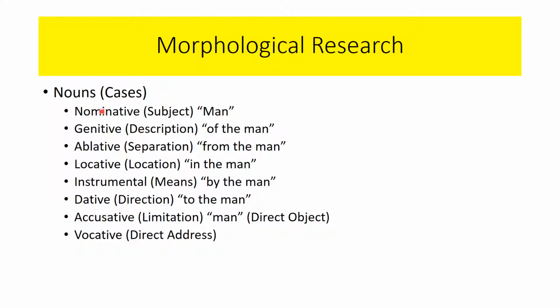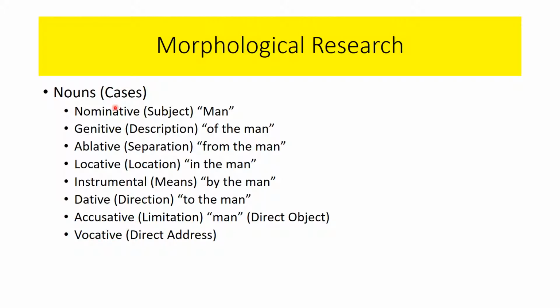Number one, there's the nominative case. Number two, there's the genitive case. Number three, there's the ablative case. Number four, there's the locative case. Number five, the instrumental case. Number six, the dative case. Number seven, the accusative case, and then the vocative case.